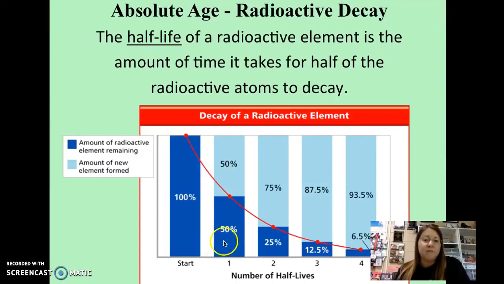So what's half of 50? Half of 50 is 25. So now we have 25% that is remaining of the original radioactive element, and it has transitioned into 75% of the element that it's breaking down into as it's releasing energy. What's half of 25? 12.5%. You guessed it. So 12.5% is what's remaining of the radioactive element, and you have 87.5% that is the new element that is being broken down into. So you can see you have this decline in the graph here.